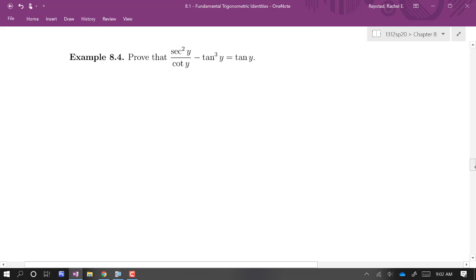Okay, let's do another one. We're going to prove that secant squared y over cotan y minus tan cubed y is all equal to tan of y. If we want to start with the side where we have the most options of what we can do, I think it's pretty clear we should start with the left-hand side. So secant squared y over cotan y minus tan cubed y equals, now I know eventually I'm supposed to get tangent of y.